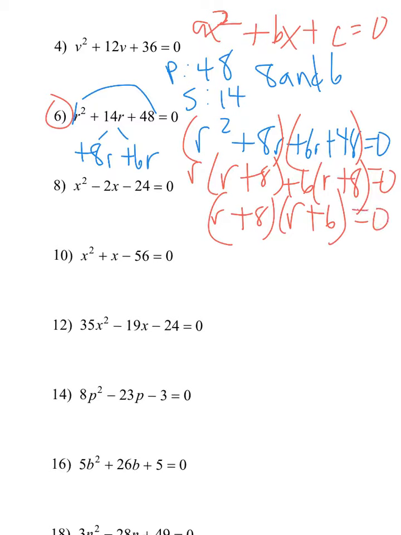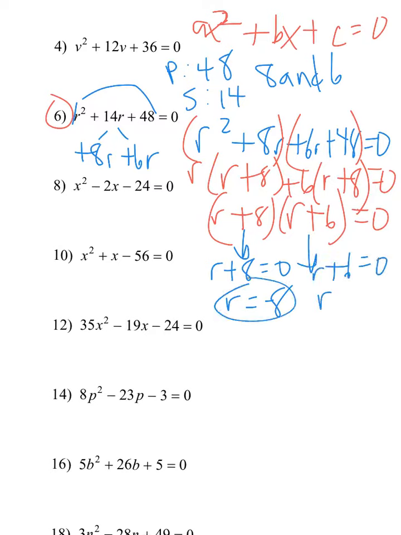Okay, so once you get it into factored form, then you set each factor equal to 0. You're using what's called the zero product property. So I set r plus 8 equal to 0. Solve for r, so I subtract 8. So r is negative 8. I set r plus 6 equal to 0. Subtract 6. So r is negative 6. So I get two solutions to that quadratic equation.